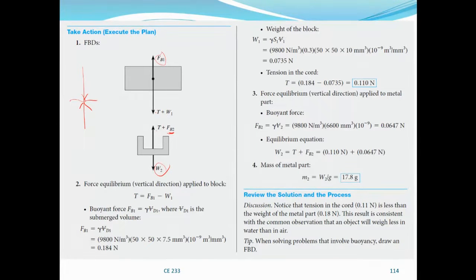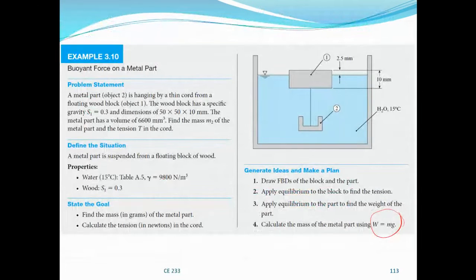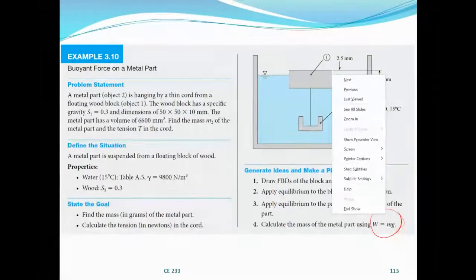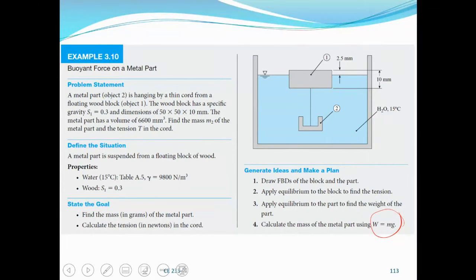Then what is FB1? What is W1? The buoyant force is gamma times VD1, where VD1 is the submerged volume. The fluid is water, so the specific weight is this, and then we use the submerged volume. So we use not the total depth, which is 12.5, but we use 10. Sorry, we use 10 minus 2.5.